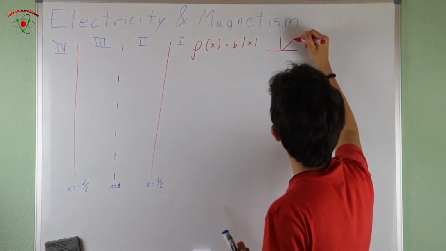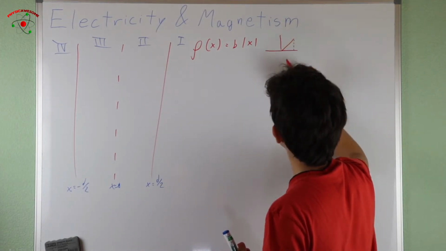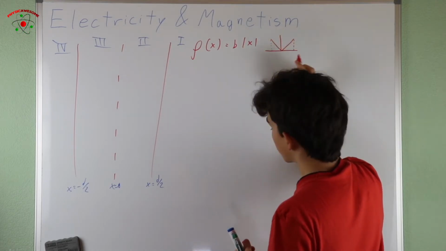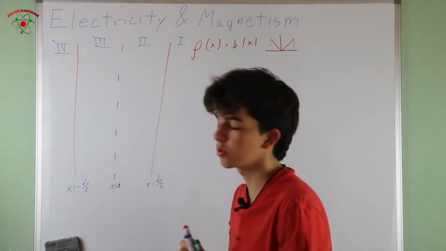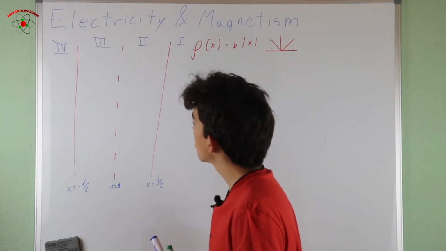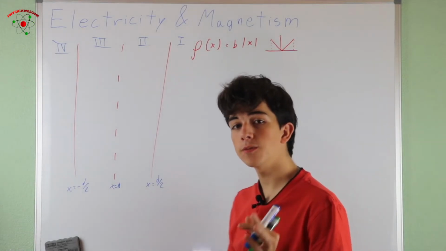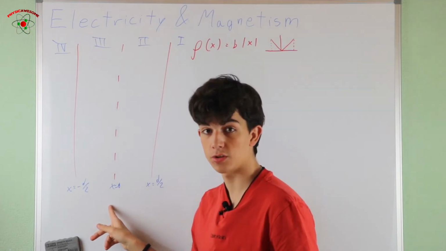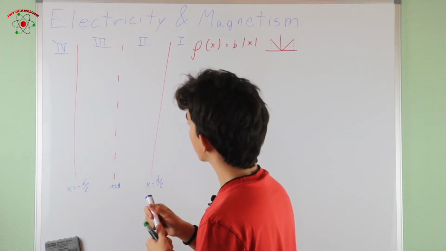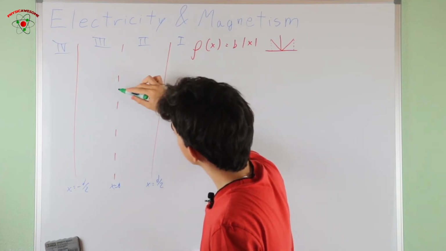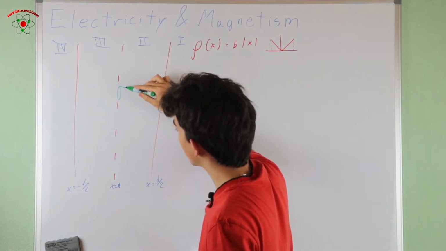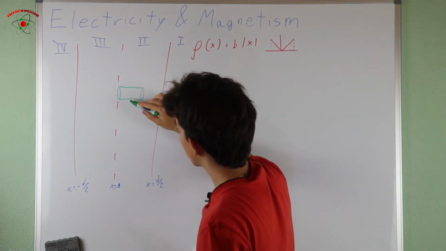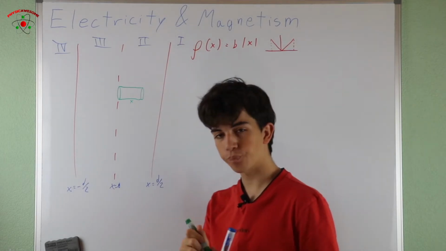It grows up to d over 2, where it's not defined anymore, and same over here. Well, it's really 0 after d over 2 and minus d over 2. So in this case, we're going to take advantage of the fact that the electric field at x equals 0 is 0. We're going to define our Gaussian surface to be over here with one side in the 0 region and the other one over here, and this is going to be x.